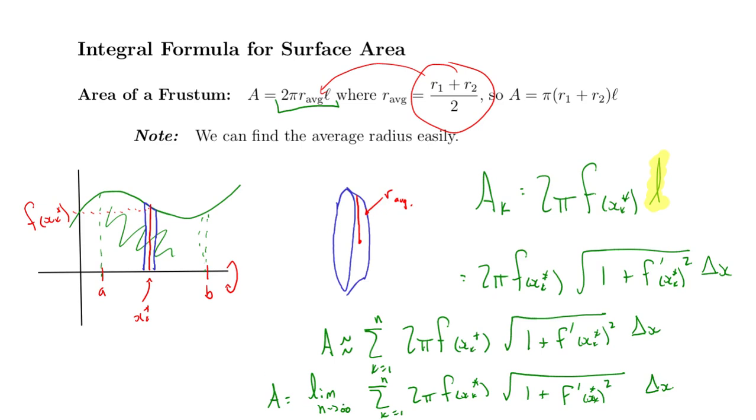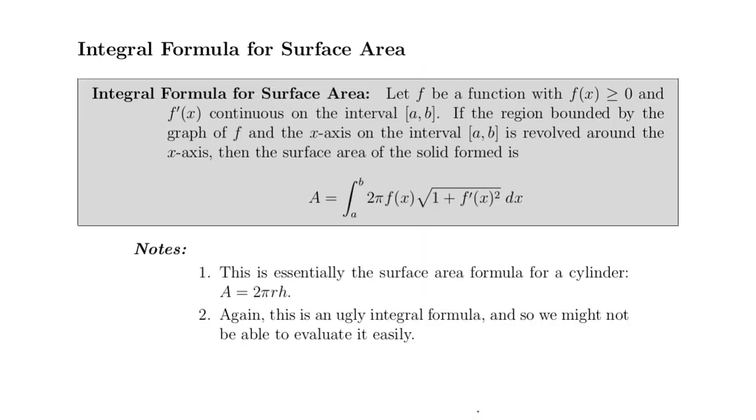Notice once we apply that limit, this is going to turn into an integral. Our delta x is going to turn into a dx. This summation notation out front is going to turn into some integral notation, and all of our x sub k stars are going to turn into x's. Here's our integral formula for surface area. Now, we said earlier that f has to be a nice function. Here's what we mean by nice.